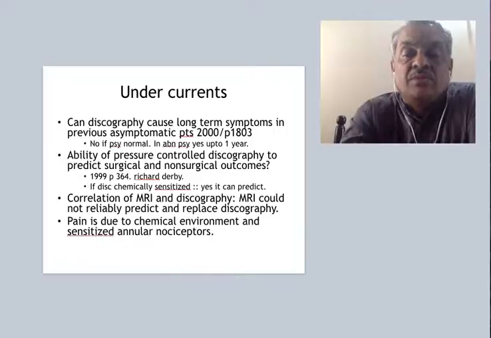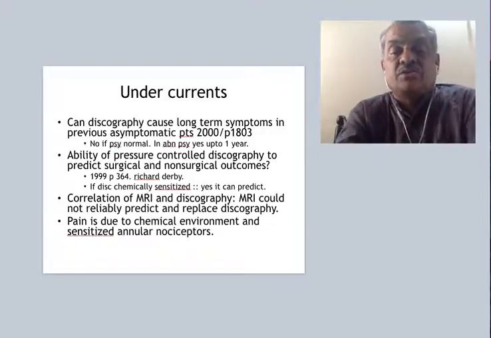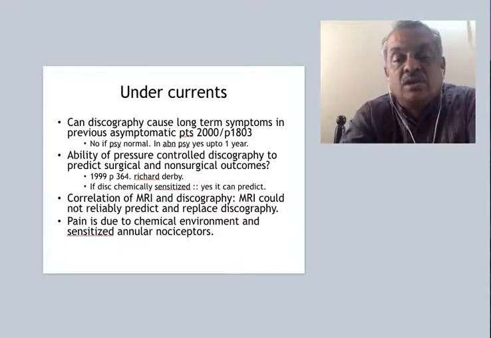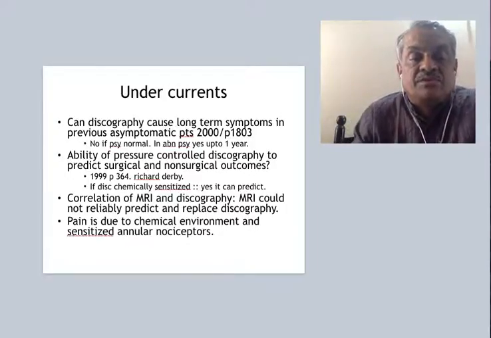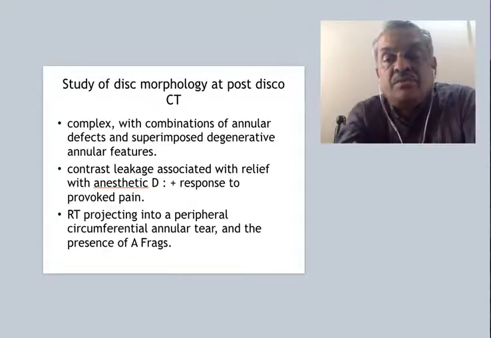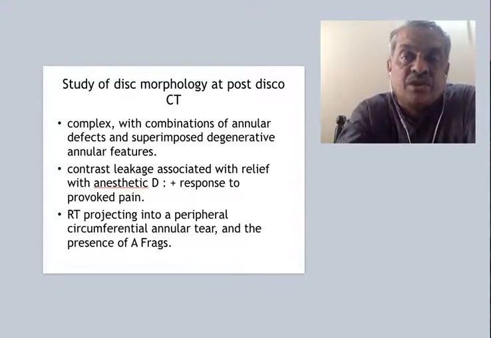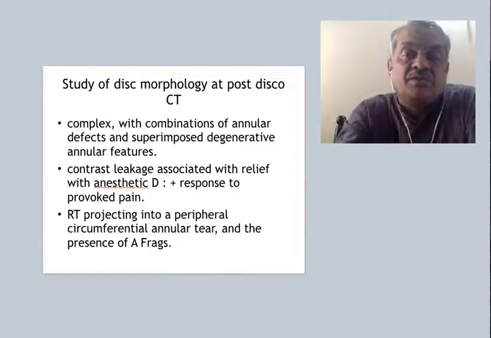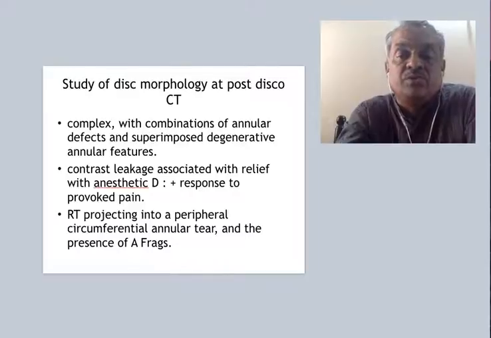Now, correlation of MRI and discography. MRI could not reliably predict and replace the discography. The pain in case of discography is because of chemical environment and sensitized annular nociceptors. When the annulus is sensitized, you get a distension as well as stimulation of these nociceptors, and the pain is felt. Now, study of disc morphology on post-discogram CT scan shows that it is complex, with combinations of annular defects superimposed with degenerative annular features.